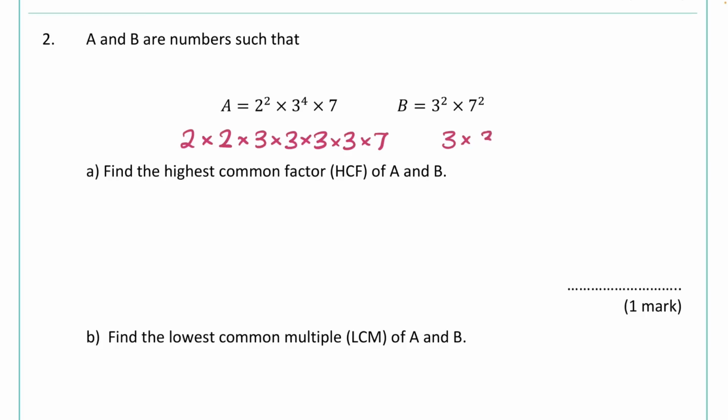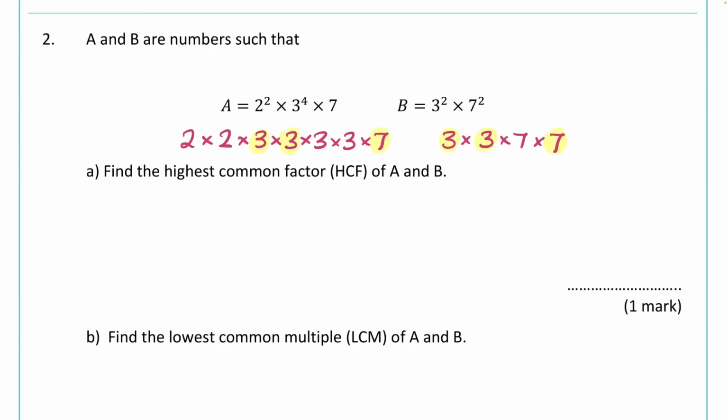I'm going to do the same with the other number. So 2 3s and 2 7s. And now I'm just going to see what's in both. I like to highlight them, but you can underline them or do whatever you like. So there is no 2s in both, but there is a 3 here, which is in both. There is another 3, which is in both. And there is a 7 that's in both.